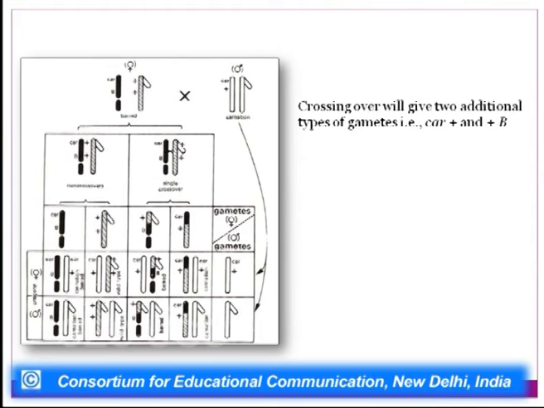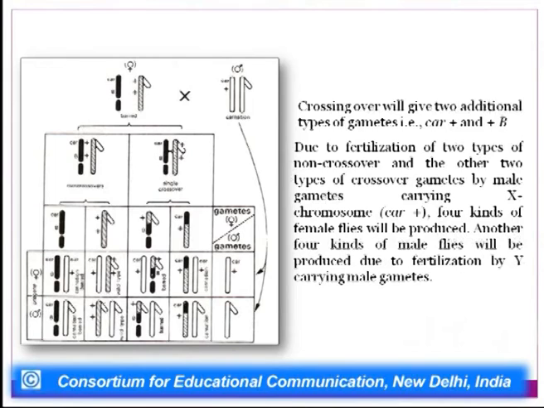Now, due to fertilization of the two types of non-crossover and the two types of crossover gametes by male gametes carrying the X chromosome, four kinds of female flies will be produced as shown. Another four kinds of male flies will be produced due to fertilization by Y carrying male gametes. So four different kinds of gametes are produced by the female and two different types of gametes will be produced by the male. Now, the four different types of gametes from the female will combine with either the X chromosome or the Y chromosome from the male. So there will be four different types of females produced and four different types of males produced.